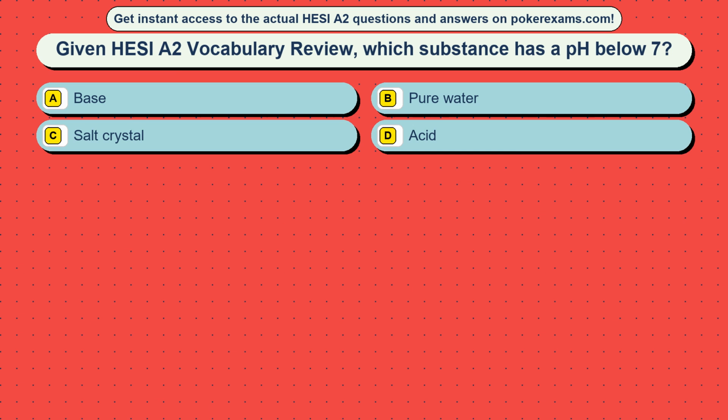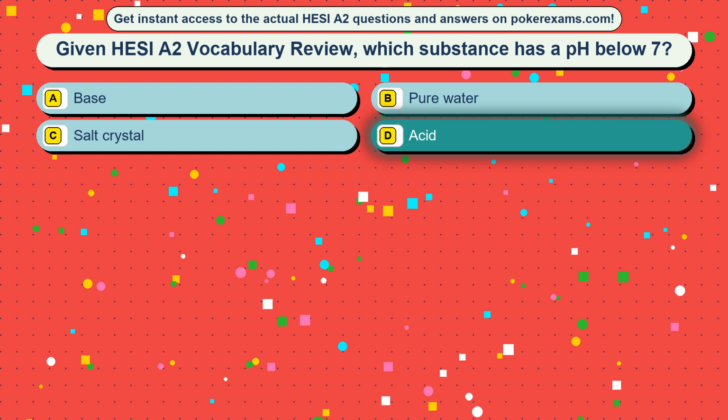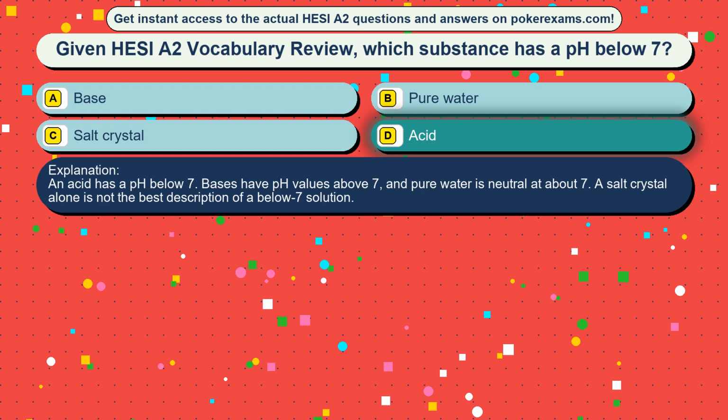Question 38. Given HESI A2 vocabulary review, which substance has a pH below 7? Option A, base. Option B, pure water. Option C, salt crystal. Option D, acid. The correct answer is option D, acid. An acid has a pH below 7. Bases have pH values above 7, and pure water is neutral at about 7. A salt crystal alone is not the best description of a below 7 solution.